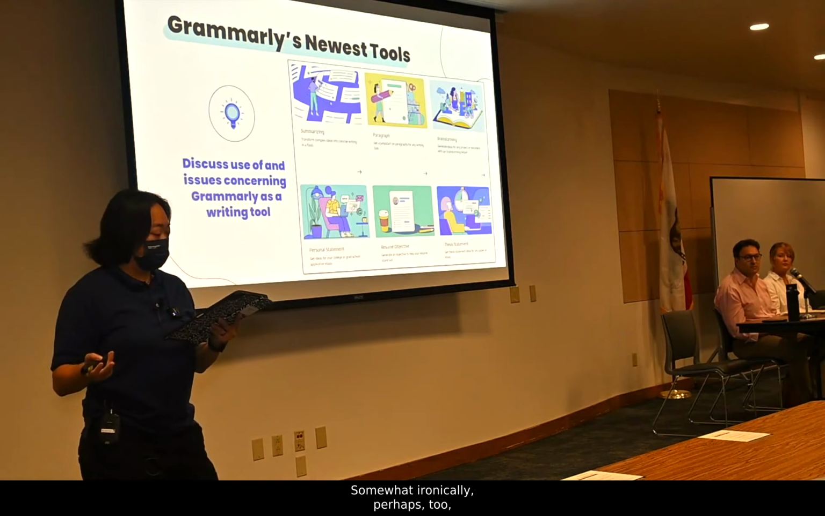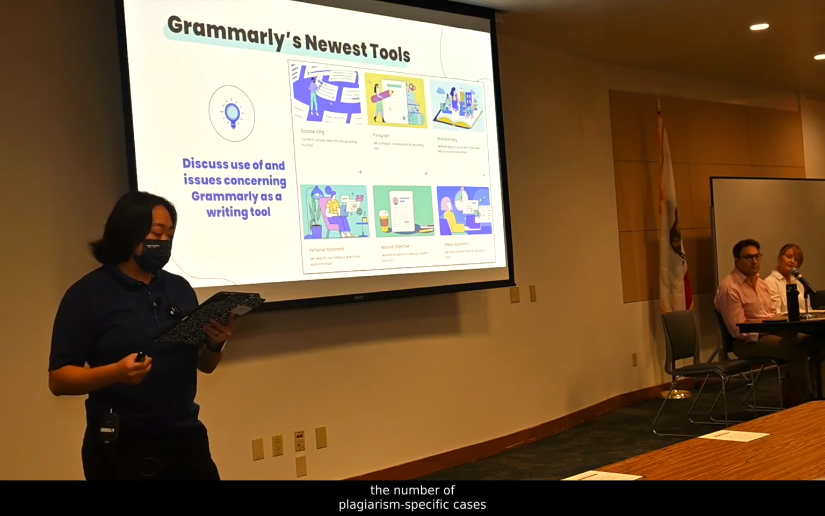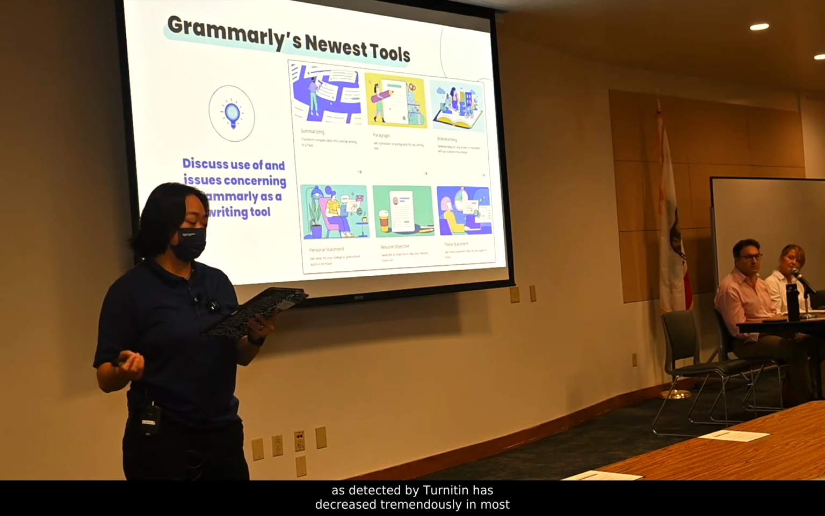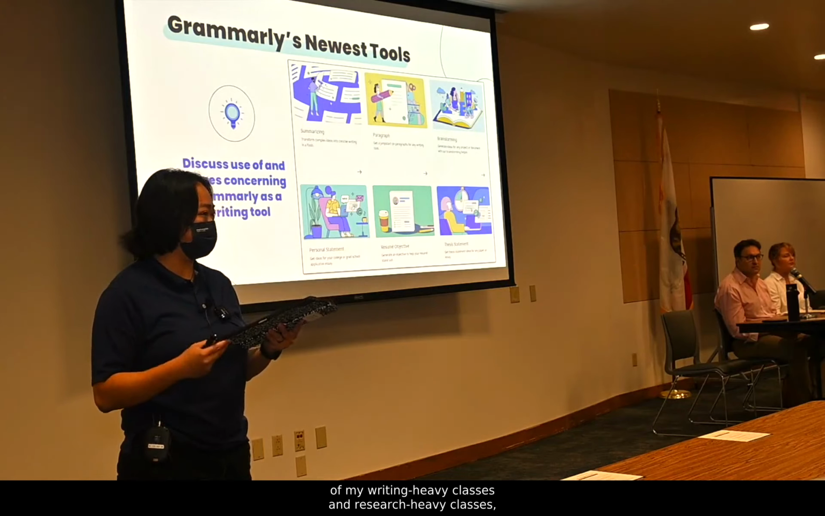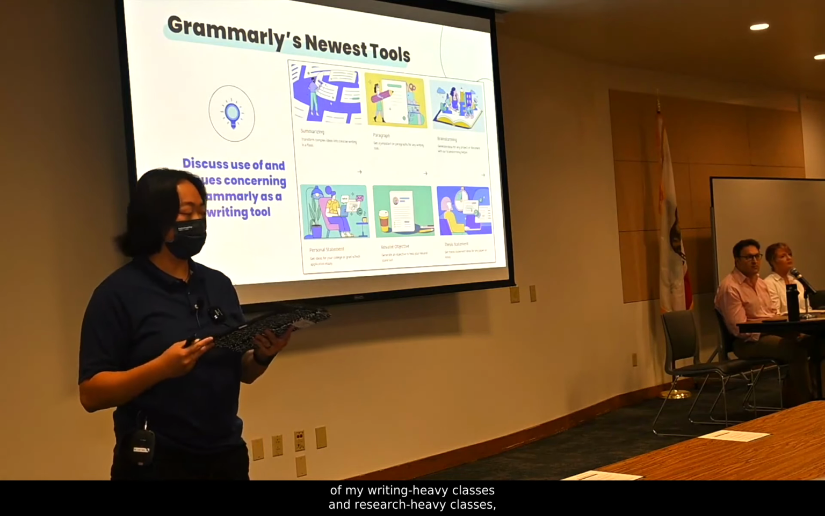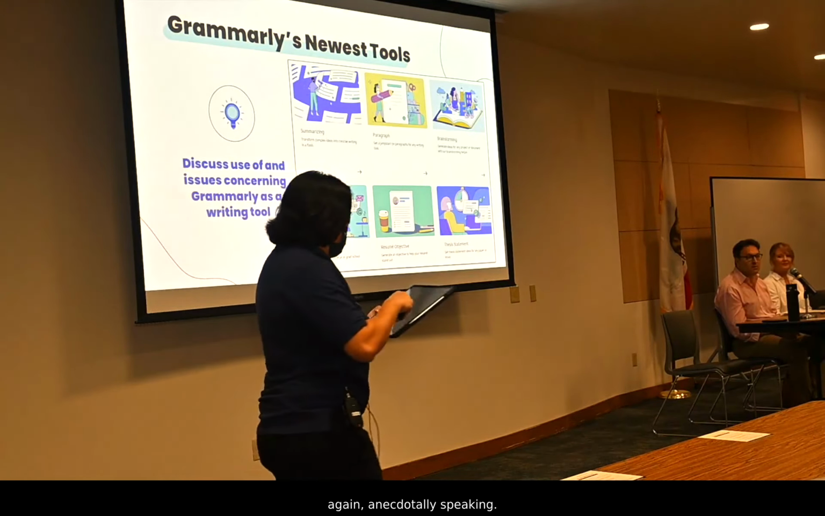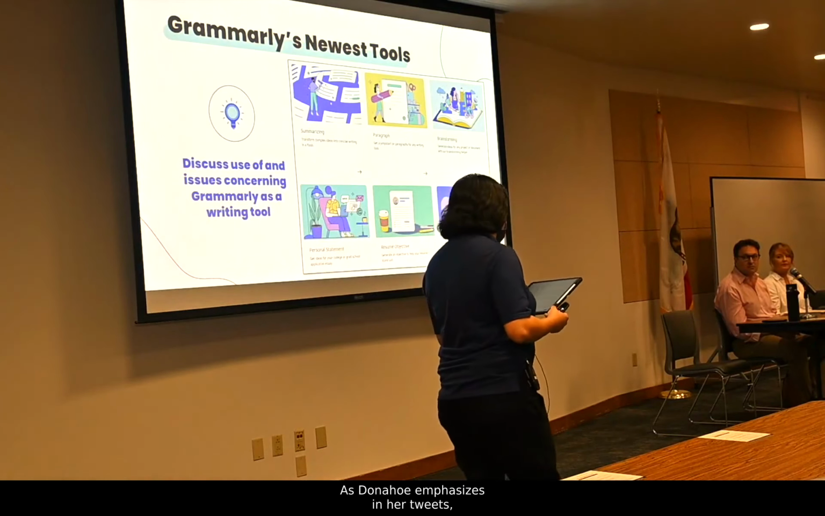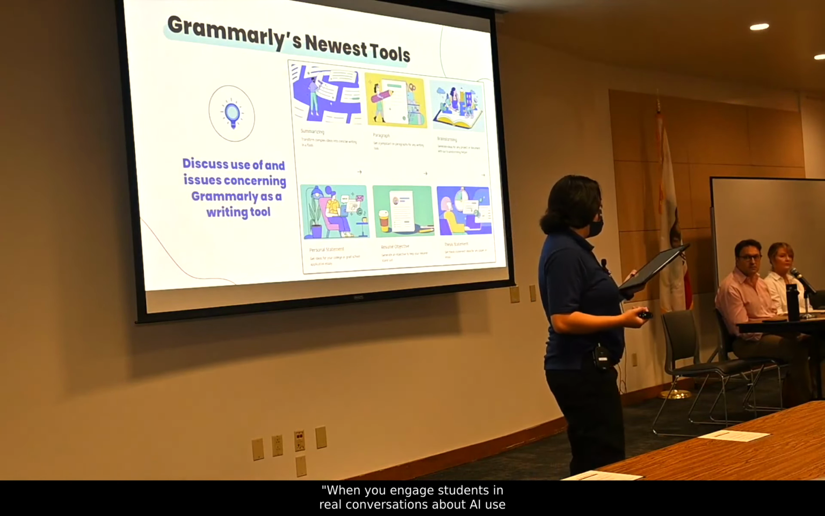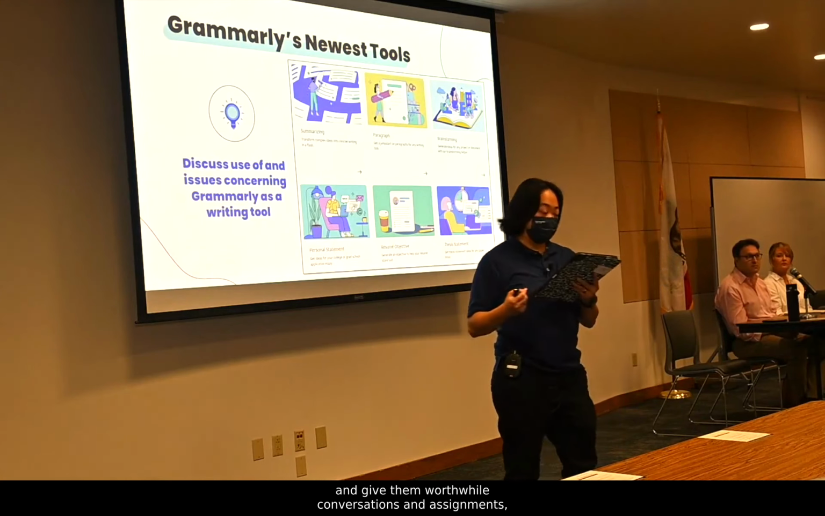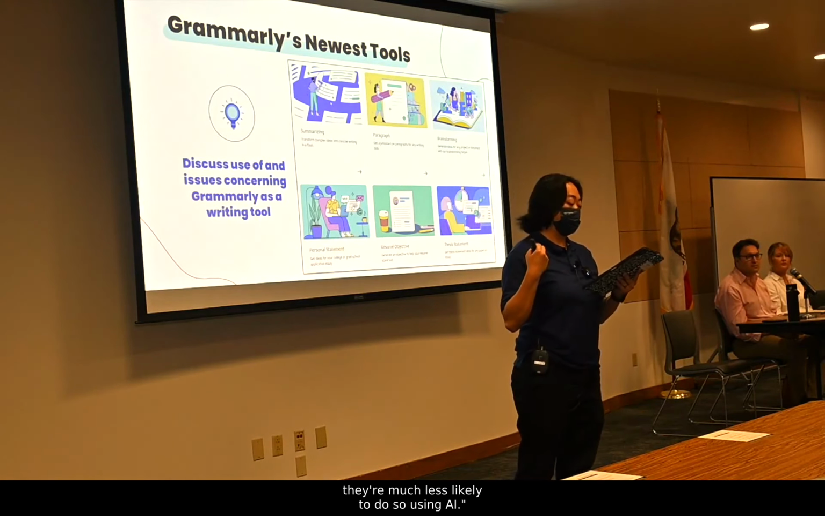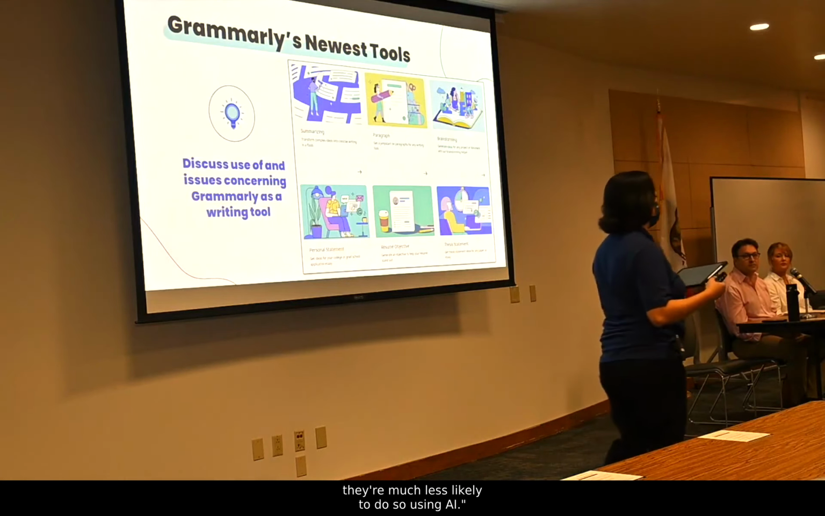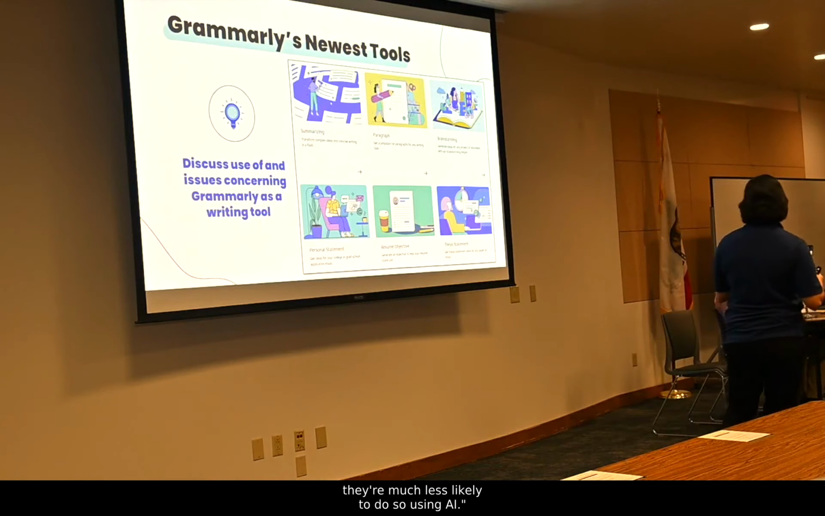Somewhat ironically, perhaps, too, the number of plagiarism-specific cases, as detected by Turnitin, has decreased tremendously in most of my writing-heavy classes and research-heavy classes. Again, anecdotally speaking. As Donahoe emphasizes in her tweets, quote, "when you engage students in real conversations about AI use and give them worthwhile conversations and assignments, they're much less likely to do so using AI," end quote.